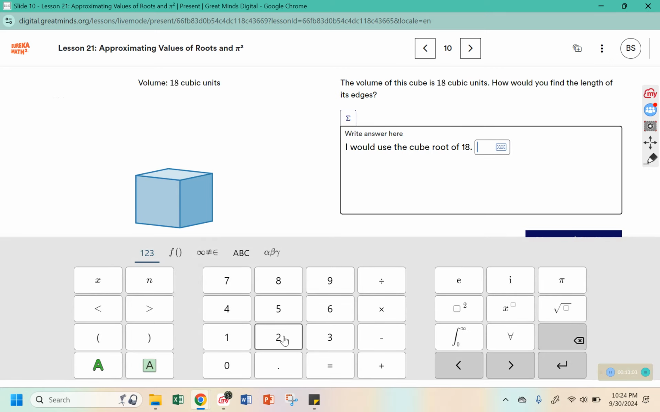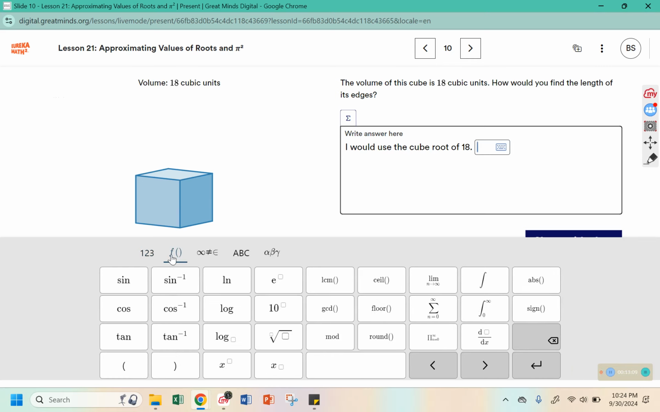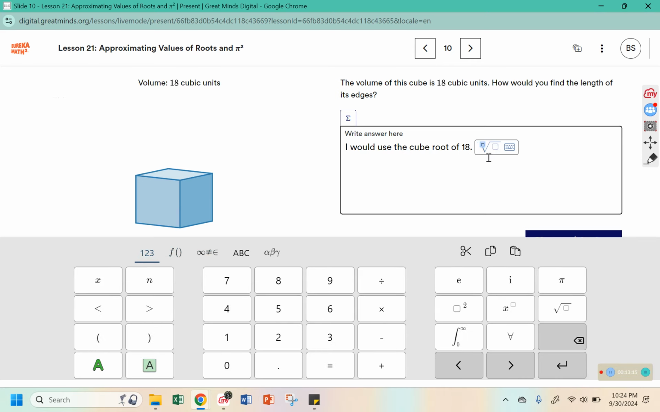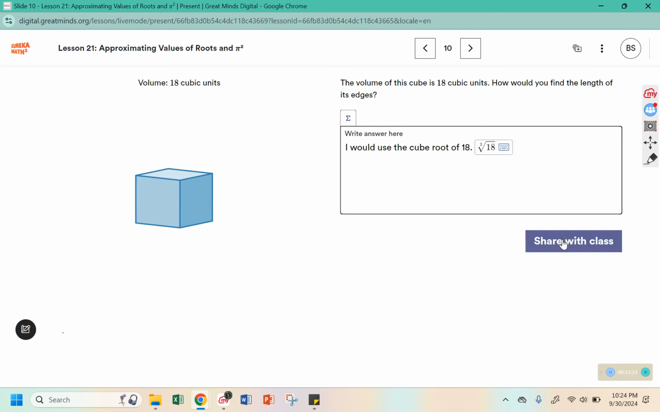And so in here, let's see if there is... so this is a square root. We need a cube root. This is the symbol that we want. We're going to put a 3 in this little box, so it's a cube root, and then we're going to put 18 on the inside.